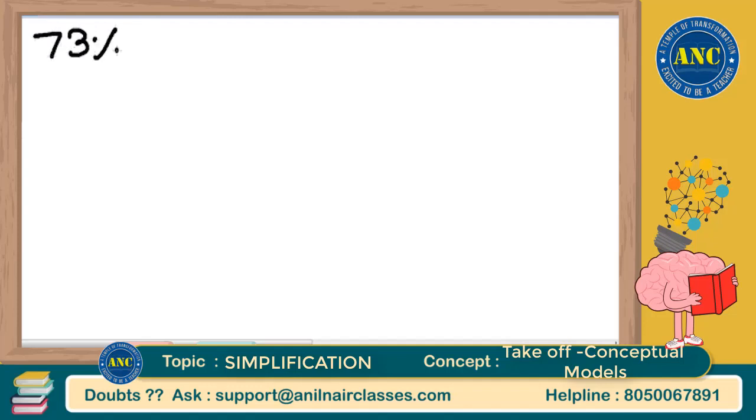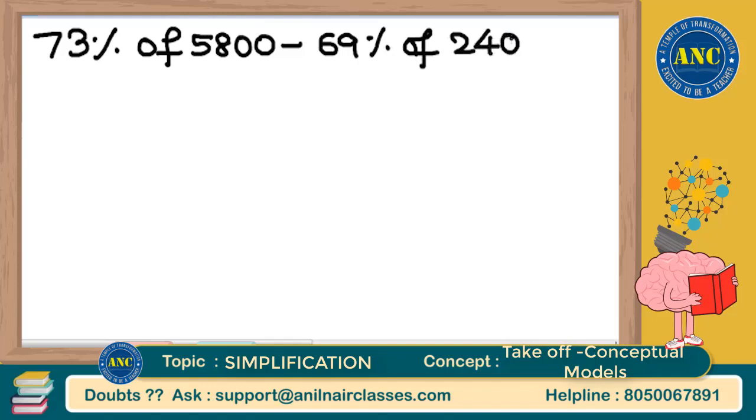Suppose your question is 73% of 5800 minus 69% of 240 is equal to question mark, right? Now listen carefully, sir. Can I say that percentage is nothing but divided by 100? Whenever you get a percentage, remove that percentage symbol. After two places, keep a decimal point. That means it is 73 into 58. That is one thing which should strike your mind very, very fast.